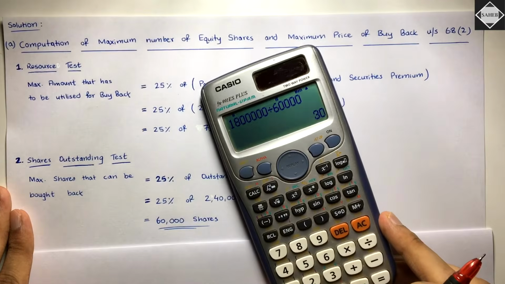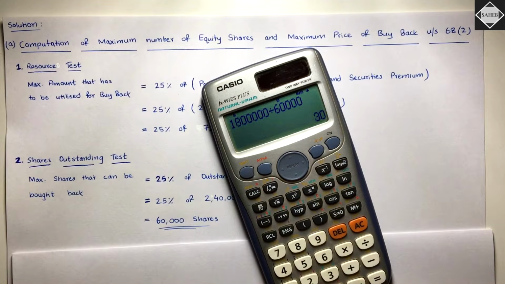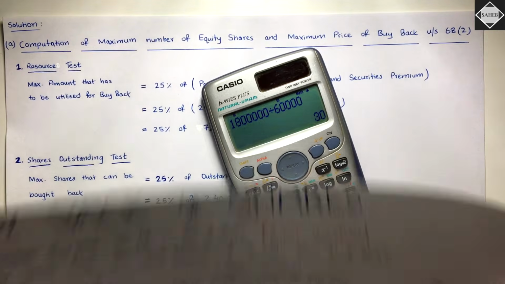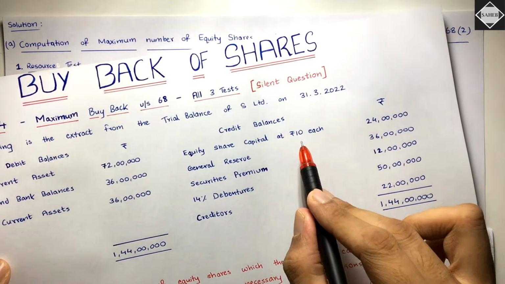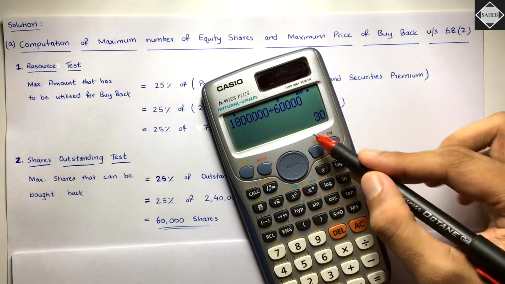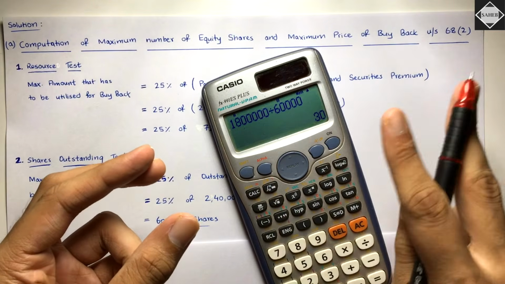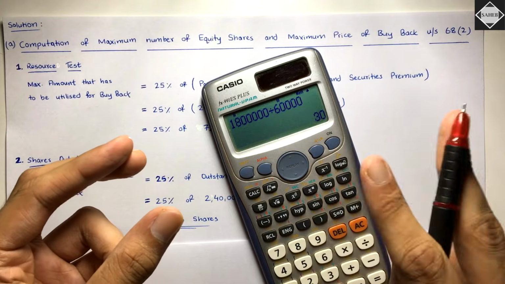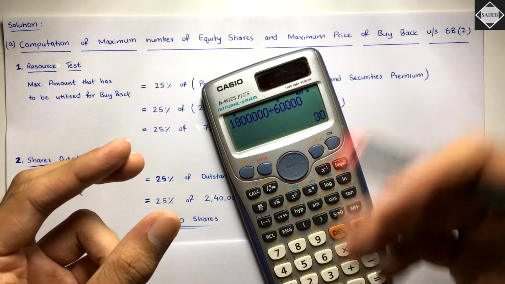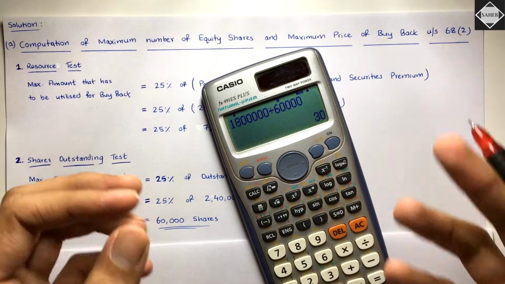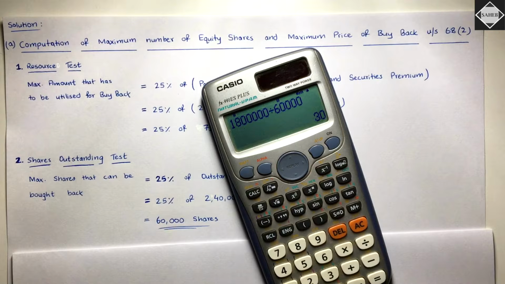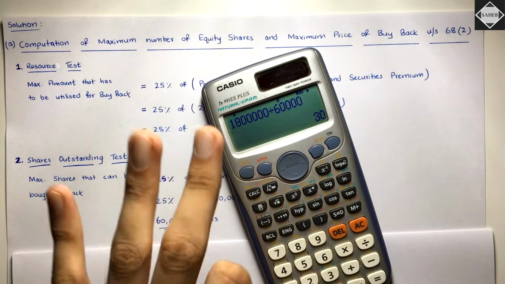You get the buyback price. You know from the balance sheet of the company that the face value of the share is rupees 10. So if buyback is 30, that means rupees 10 is the face value and rupees 20 is what? It's the premium on buyback, the extra amount that you pay to the shareholders, isn't it? Yes. Okay, so 30 rupees will be your buyback price.